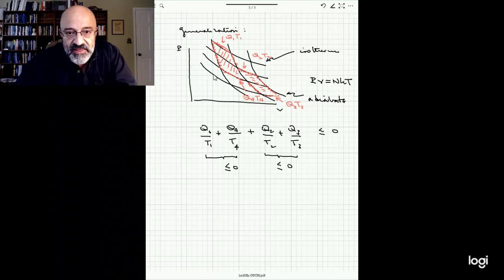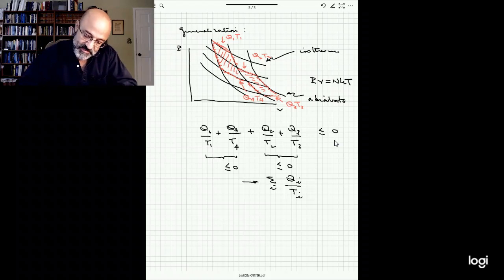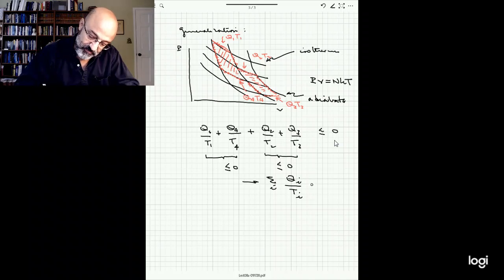If the path is done irreversibly, like for example, I do it quickly, right? Then this part is going to be negative. If this is done quickly, it's going to be negative. So I can build an identity like that, so that in general, when you have heat absorbed from heat reservoirs at temperature T1, this quantity is going to be less than or equal to 0.